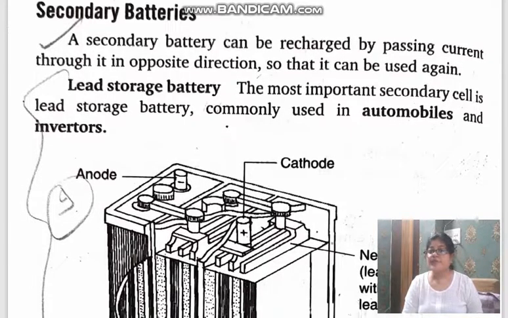Now in the case of secondary batteries, listen, a secondary battery can be recharged by passing current through it in the opposite direction. For example, you have inverters in your house. They recharge again and they provide us the electric current. And the best example of a secondary battery is the lead storage battery.